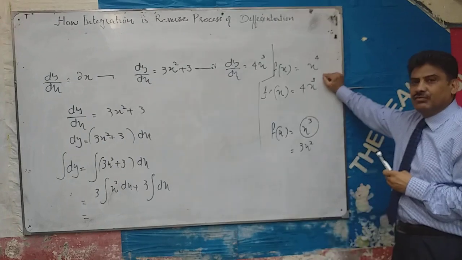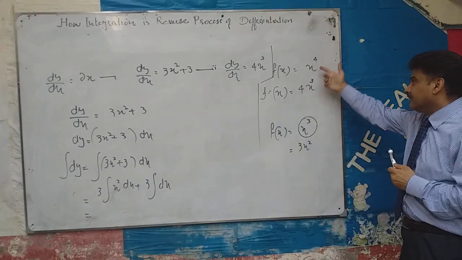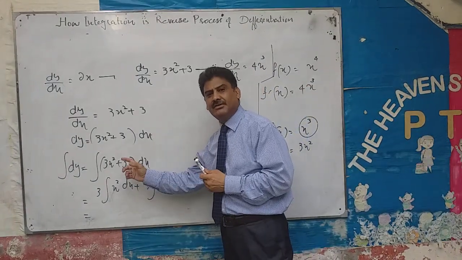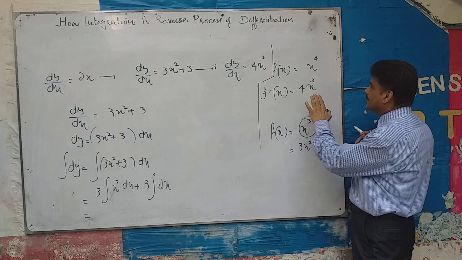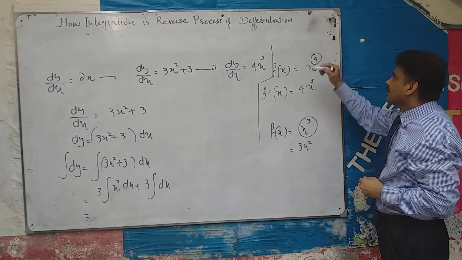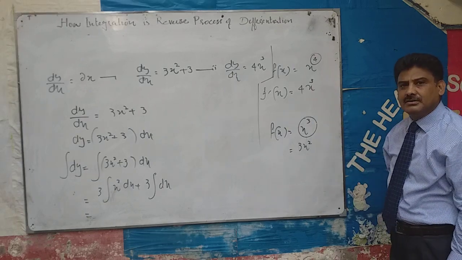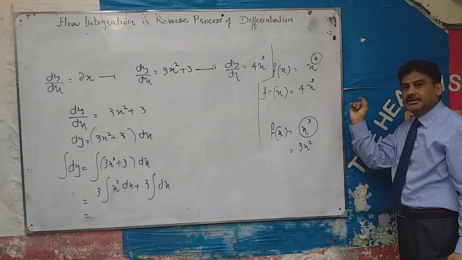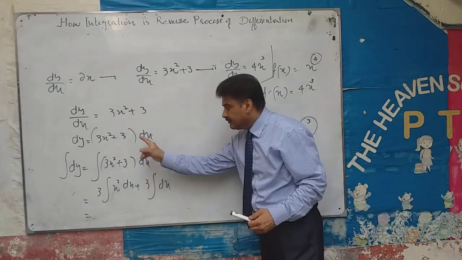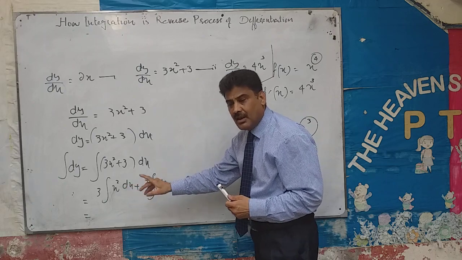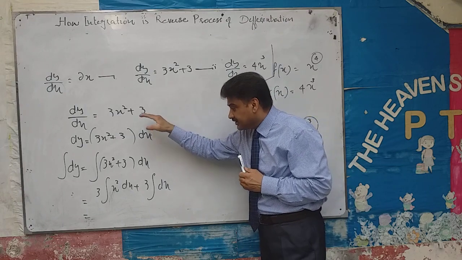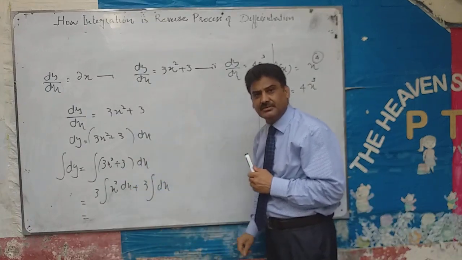In differentiation, we have to multiply the function with the power of the function, but in integration, we have to divide the function with the power. When we multiply the function with the power, which is 4, we multiply before decreasing 1, but in integration, we divide the function by the power after increasing 1. This is the real theme of integration.